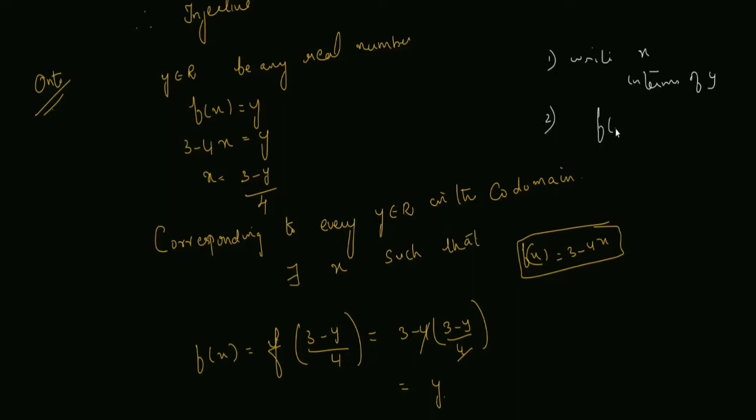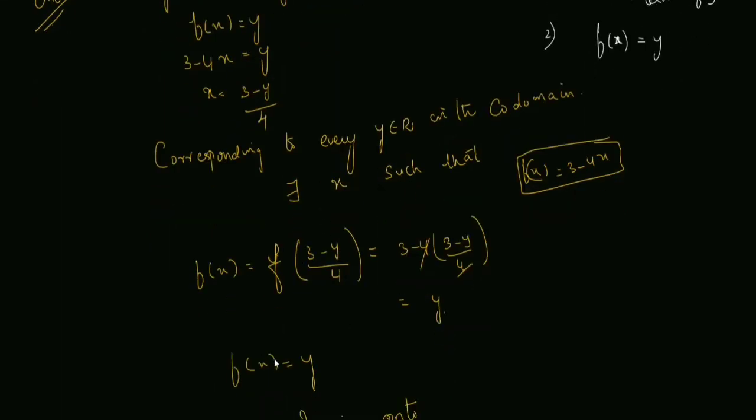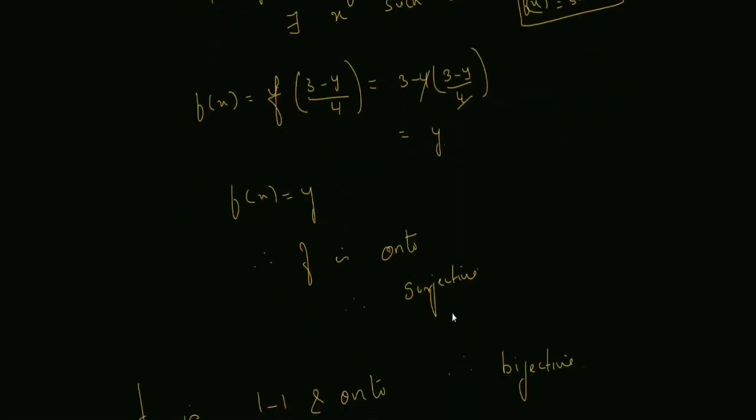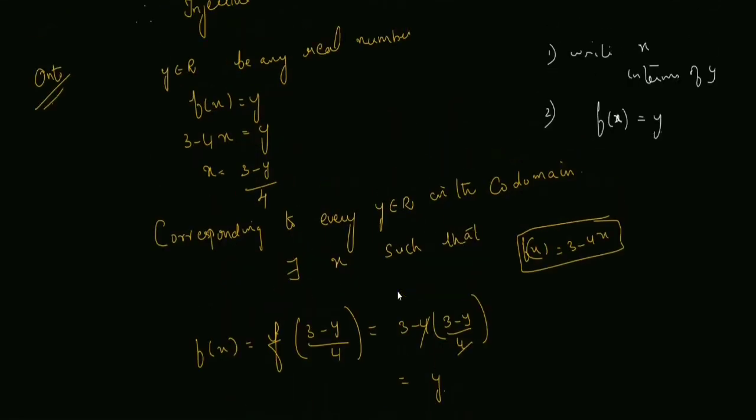The algorithm to prove a function is onto is: write x in terms of y. That is step 1. Then you have to prove f of x is equal to y. That is what we have done here. We wrote x as (3 minus y) by 4 and we substituted it in the place of x. 4 and 4 get cancelled. 3 minus 3 plus y, that is equal to y. So we have proved f of x is equal to y. Therefore the function is onto, that is, it is surjective. The function is therefore 1 to 1 and onto, therefore it is bijective also.